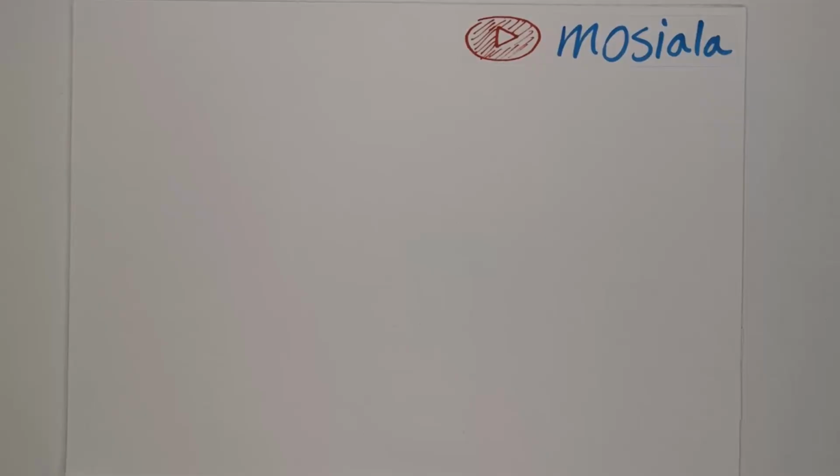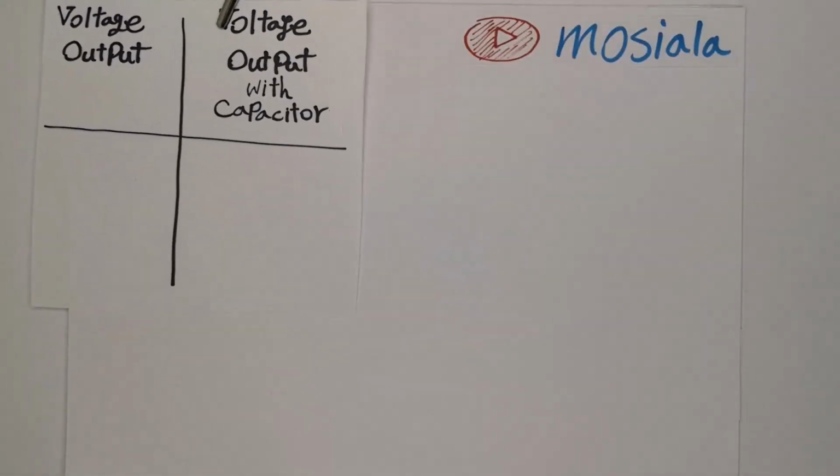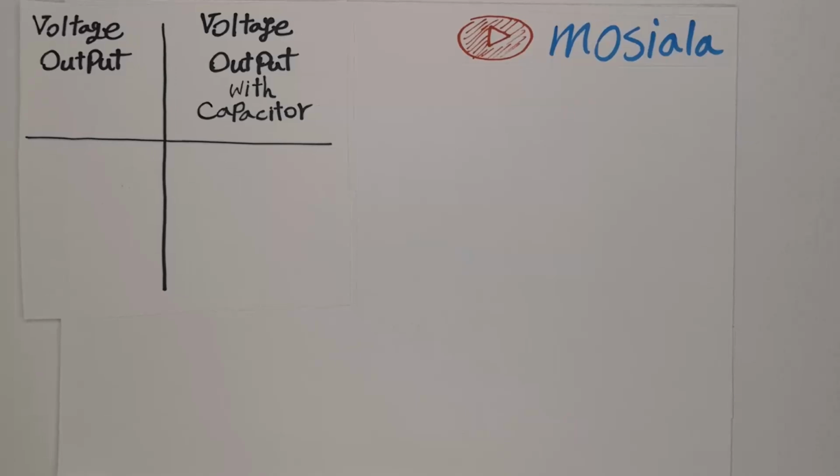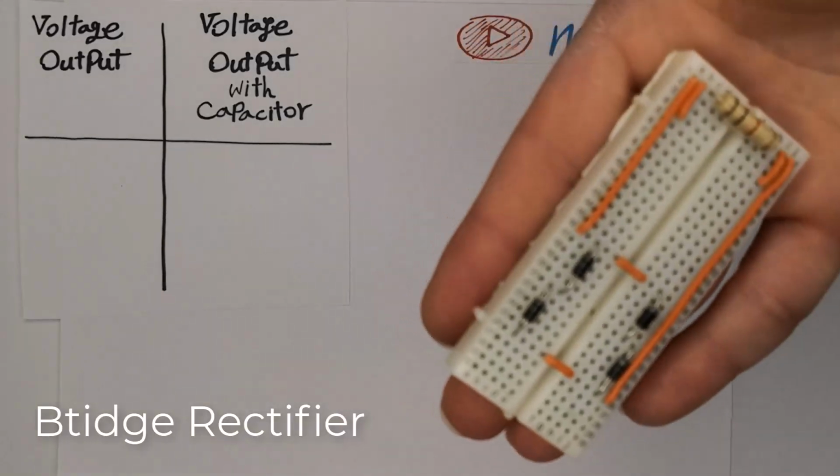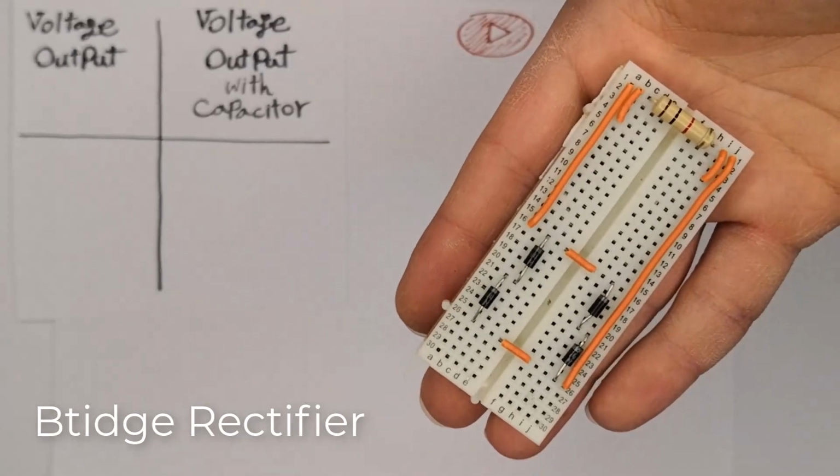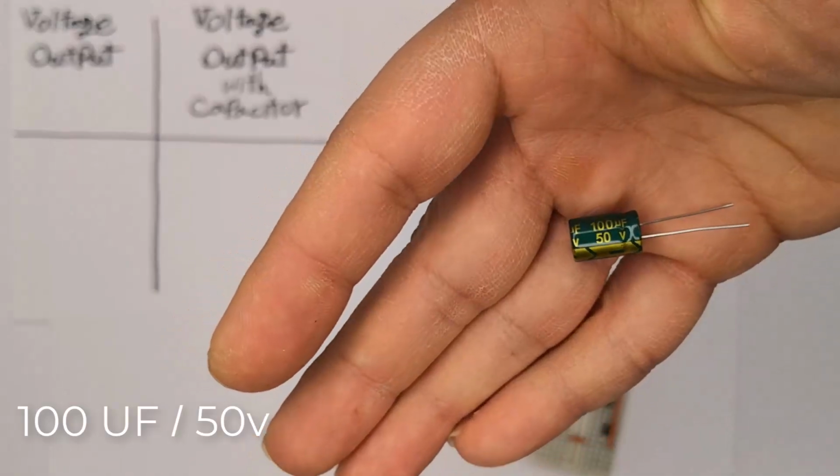Full-wave rectifiers use both halves of the AC waveform, effectively doubling the ripple frequency. This results in a smoother DC output compared to half-wave rectifiers.